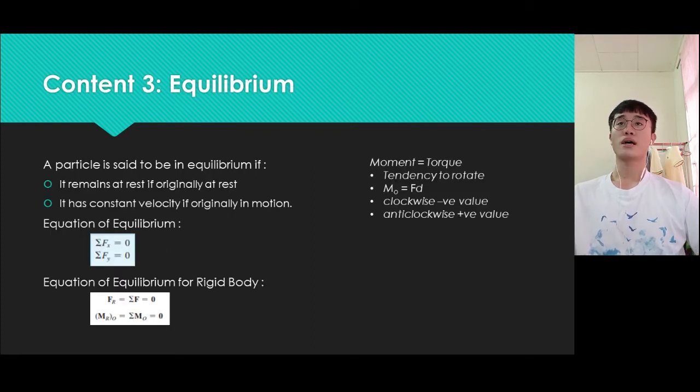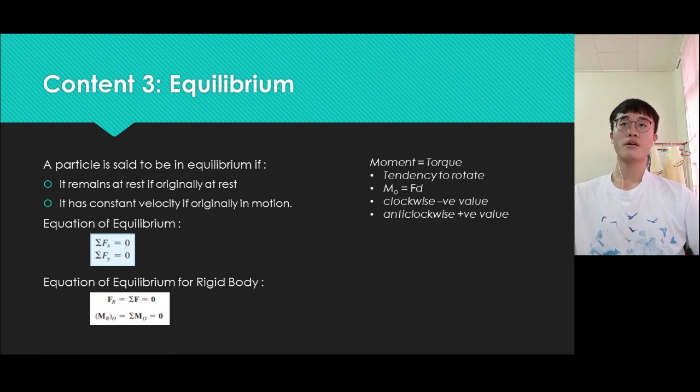Now we are going to discuss the content three, equilibrium. A particle is said to be in equilibrium if it remains at rest if originally at rest, or has constant velocity if originally in motion. The equations of equilibrium are ΣFx equals 0 and ΣFy equals 0, which means that the summation of all the components that result from the forces is equal to 0 if the object is in equilibrium.